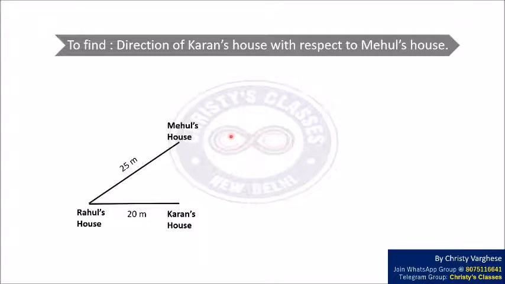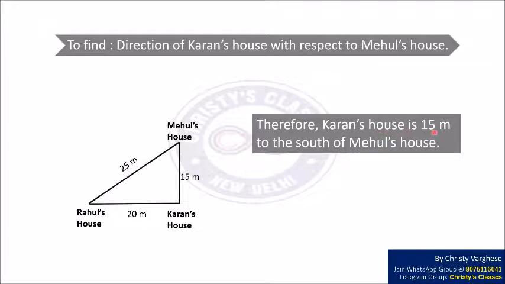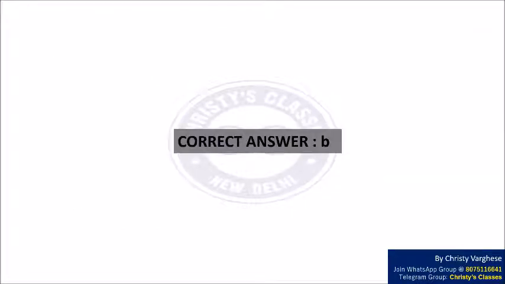and from this figure it is clear that Karan's house is to the south of Mehul's house. This is the south side and this is Mehul's house, and Karan's house is to the south of Mehul's house, and this distance is 15 meter because this is a right triangle and by Pythagorean theorem we can say that this distance is 15 meter. So, Karan's house is 15 meter to the south of Mehul's house and south is our required answer. So, the correct answer is option B.